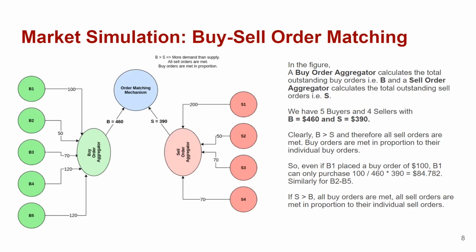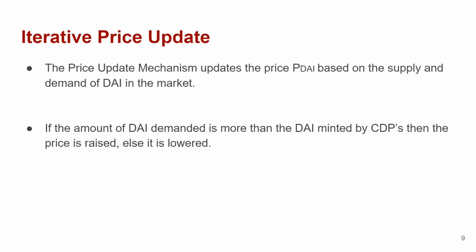And if S were to be greater than B, all the buy orders would have been met and all the sell orders would have been met in proportion to their individual sell orders. After the order matching mechanism matches buy and sell orders, we update the DAI price to reflect the supply-demand mismatch. The price update mechanism is very simple to see. If demand is greater than supply, then the DAI price is increased, or else it is decreased.